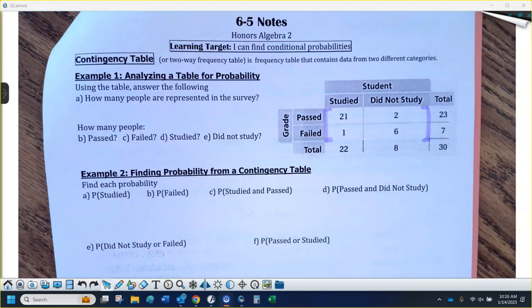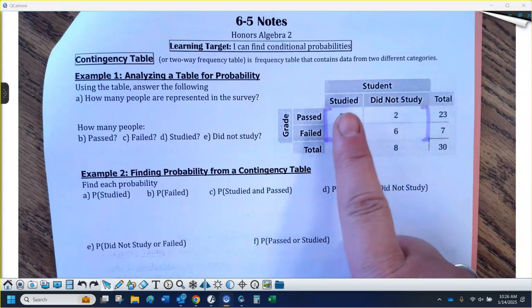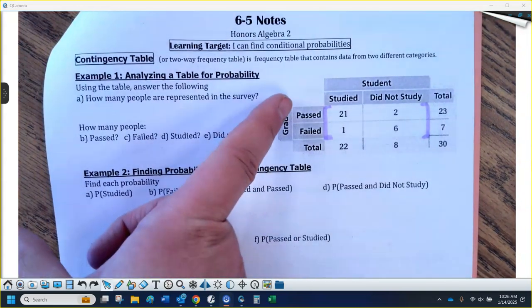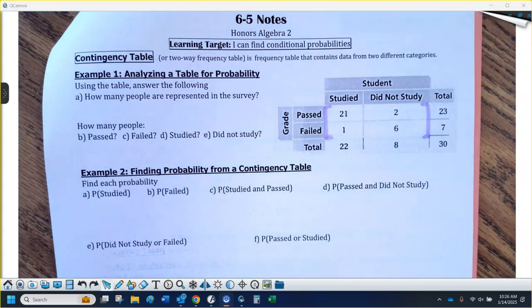So what I have in the table here is two different variables: whether the student studied or didn't study for this, I don't know, their grade overall, I guess. It doesn't say a test or quiz. And then the other category is whether they passed or failed. You can have more than two, you could have like 3 columns and 2 rows or something. So these could be larger than this, but it just relates to different concepts basically.